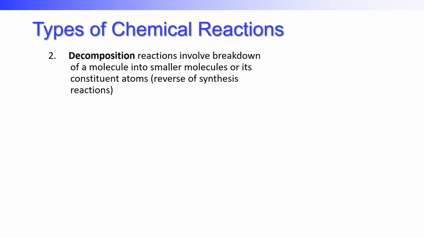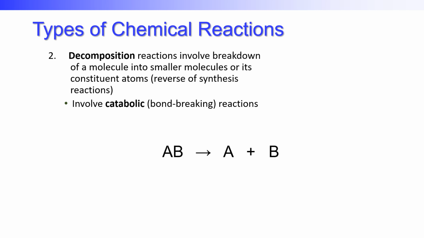Now, another type of chemical reaction is the decomposition reaction, and as the name implies, it's going to break down bigger molecules into smaller molecules. Well, that sounds suspiciously like a catabolic reaction, doesn't it? Yeah. So let's bring up an example equation. So, no surprise here. Here we have our big honkin' AB, and we're going to turn it into an A plus a B.